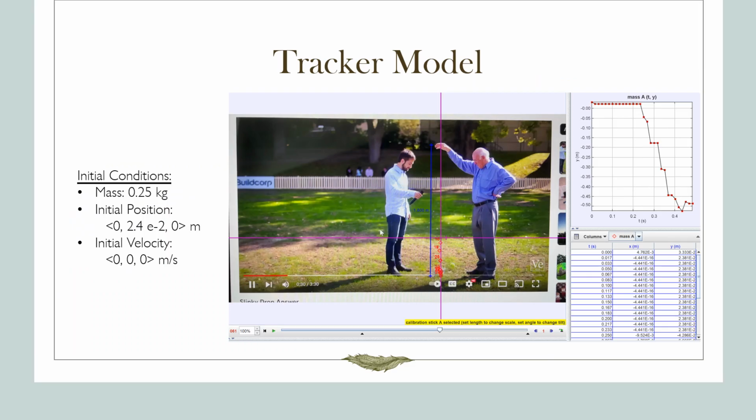Here is the Tracker model for this lab. I went under the assumption that these men are 6 feet tall, so I made the calibration stick 1.8 meters tall. I then positioned the coordinate plane where the origin is at the bottom of the Slinky, and then used Tracker to point the point mass of where the bottom of the Slinky was at any given moment until the Slinky hit the ground. The initial conditions are to the left, and as you can see the Y position graph, position versus time graph, on the top right here.